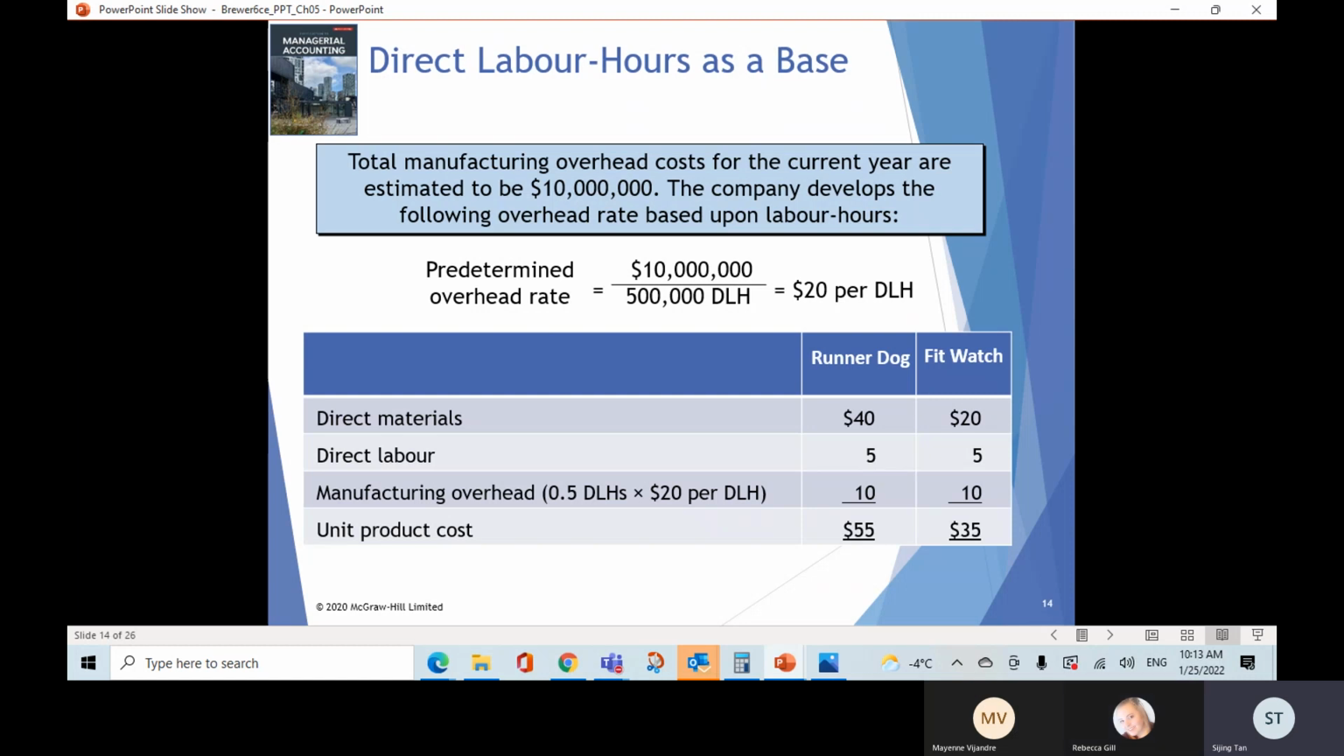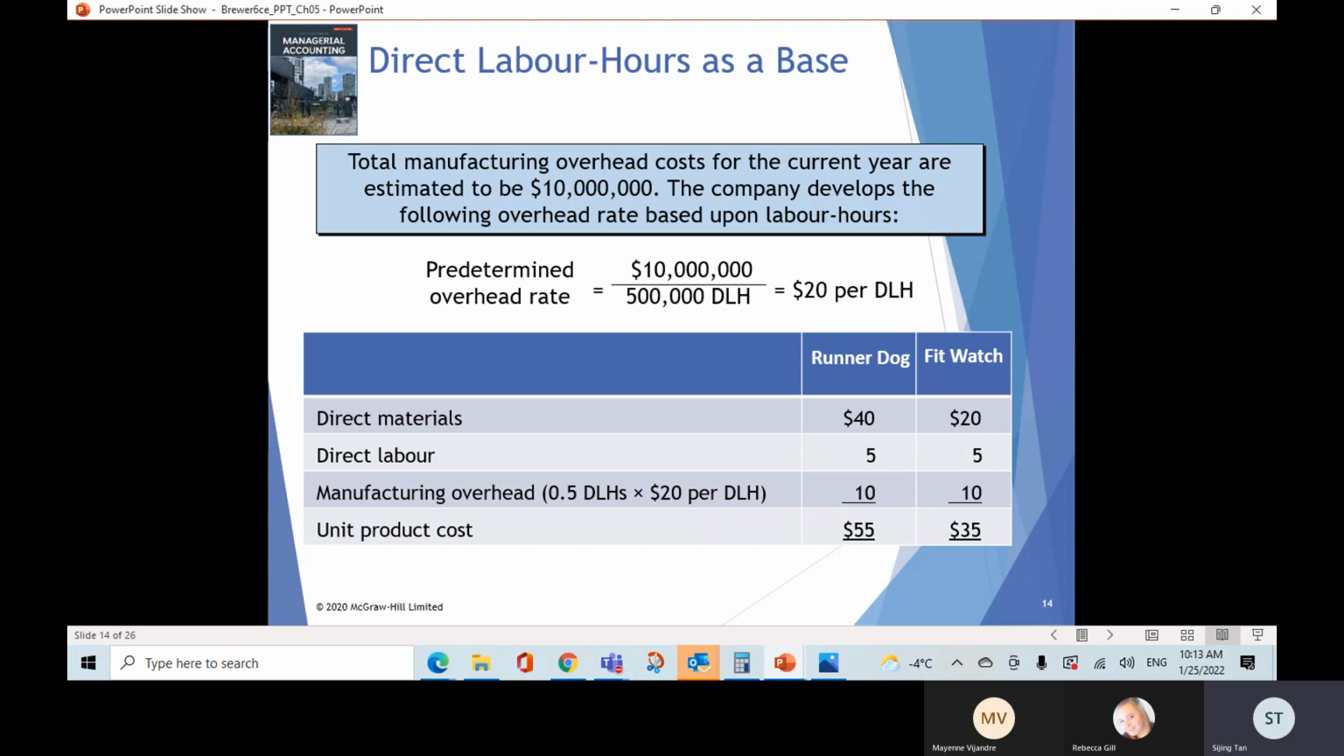So first, direct labor hour as a base. The total manufacturing overhead cost for the current year is estimated to be $10,000. The company developed the following overhead rate based on the labor hour, because we already know the 500,000 direct labor hours. So the predetermined overhead rate, always the first step, we need to calculate it, is $10,000 divided by the 500,000 direct labor hours. So that's $20 per direct labor hour.